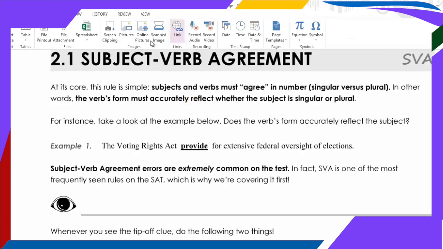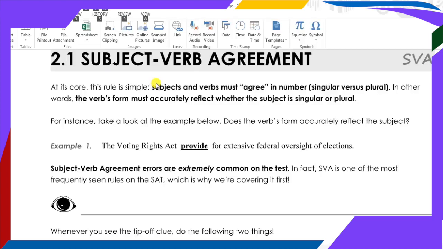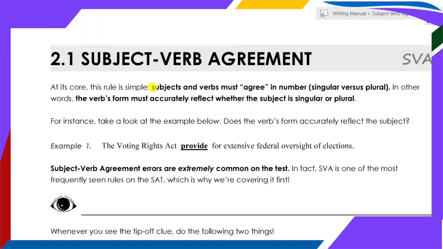Well, it says right here what subject-verb agreement is. Subjects and verbs must agree in number. You might want to grab a highlighter and highlight this. We have to make sure that our verbs and our subjects match, that depending upon whether the subject is singular or plural, the sentence's verb accurately reflects whether that subject is singular or plural.